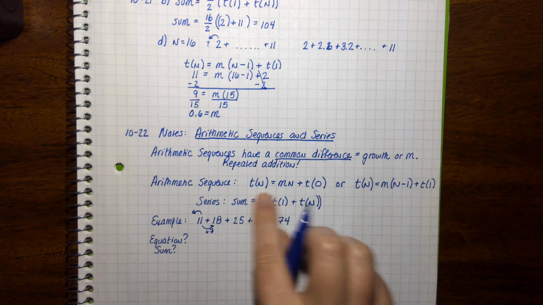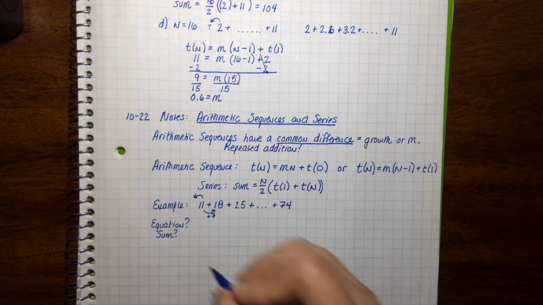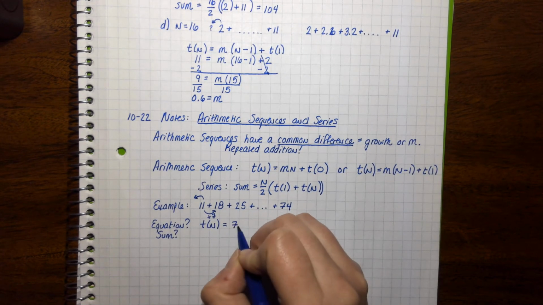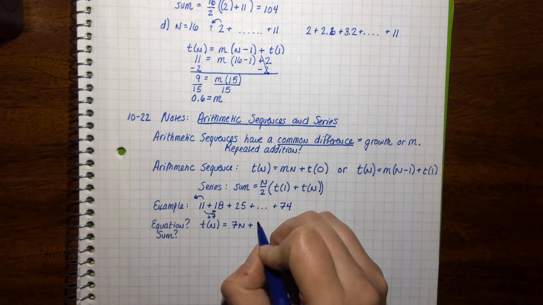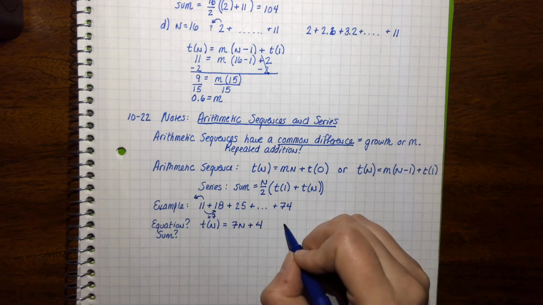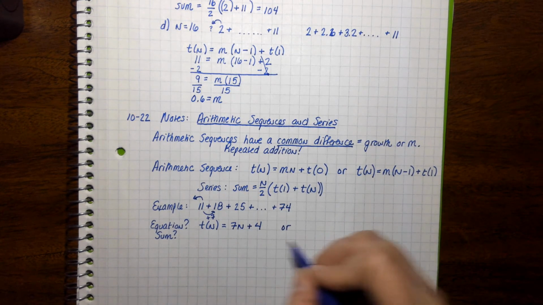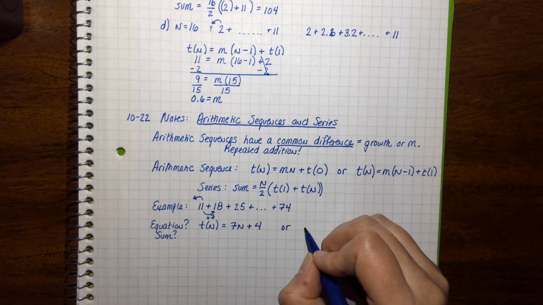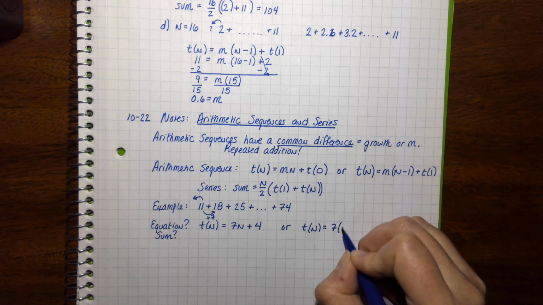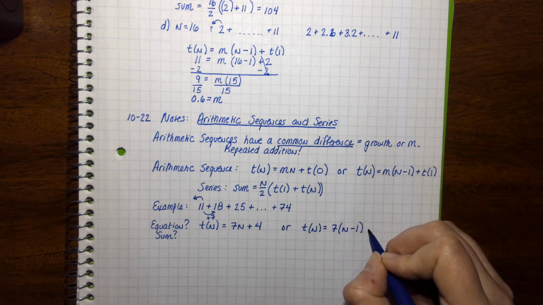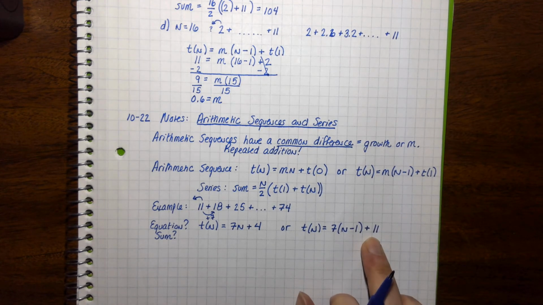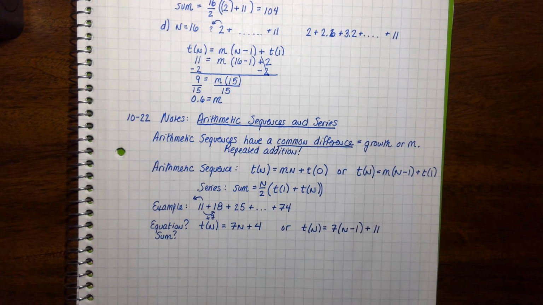Okay, so if I have the regular one that we're used to from Math 1, we have t of n equals growth n plus 0th term. So remember that little 4 would be out here. Or, which is our new one, which we can use when we don't know the growth, t of n equals 7 times (n minus 1) plus 11. The advantage of this is I don't need to know the 0th term. I can just write it the way it's given.